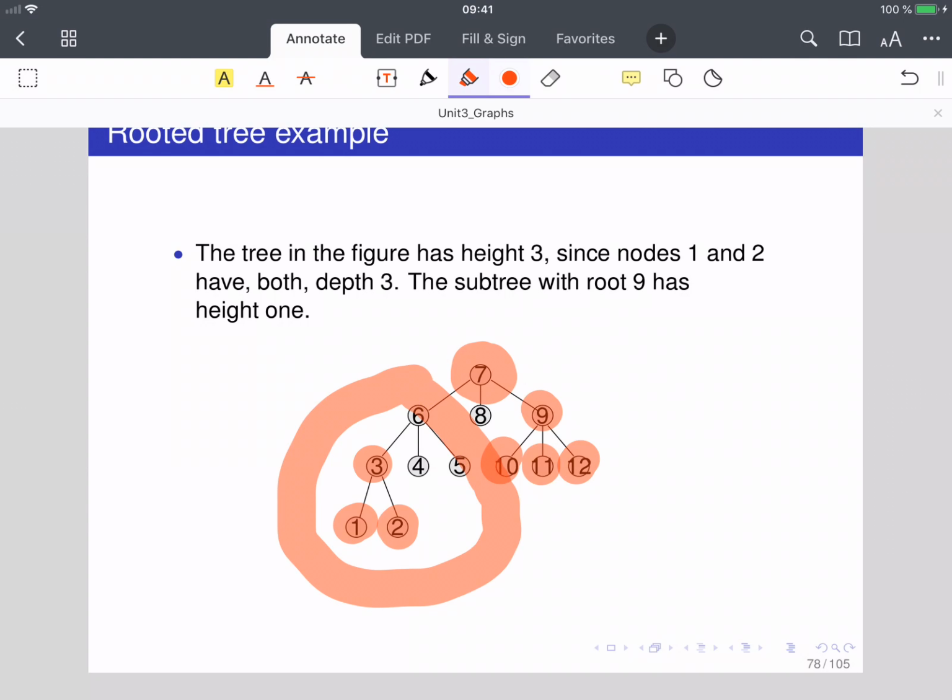Okay, for instance, 8 is a leaf because it has no children. 7 is the parent of 8. 6 is the parent of 5. 5 is another leaf. 3 is an inner node because it has children, and so on. Okay.